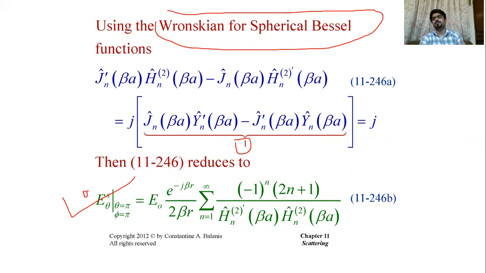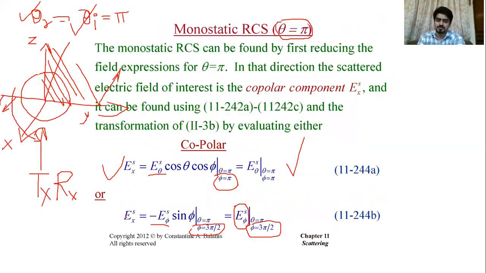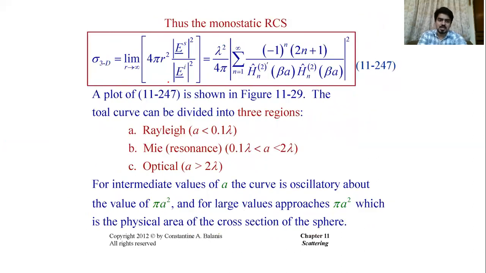From that we can find the expression of Ex. Since this is theta equals pi and phi equals pi, it will give us an Ex component. That's what we derived here: we showed that for theta equals pi and phi equals pi, E theta becomes Ex. So from that, this will be your expression for the monostatic RCS. This is a monostatic RCS with a copole.